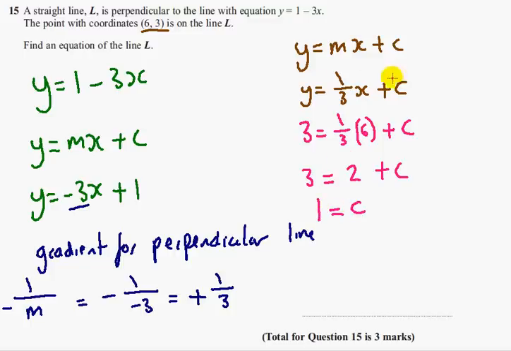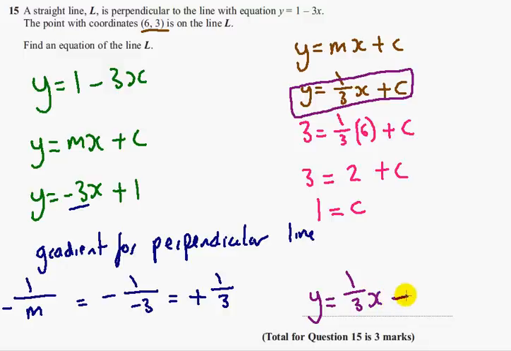So that means we can finish the equation for the perpendicular line off. So it's going to be a final answer of y equals 1/3 x plus 1.